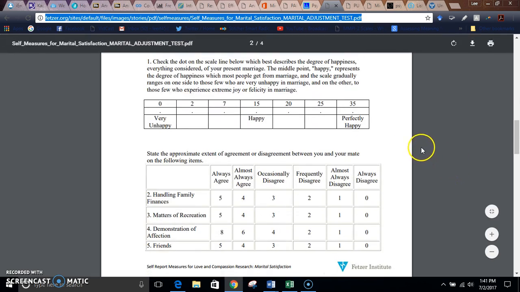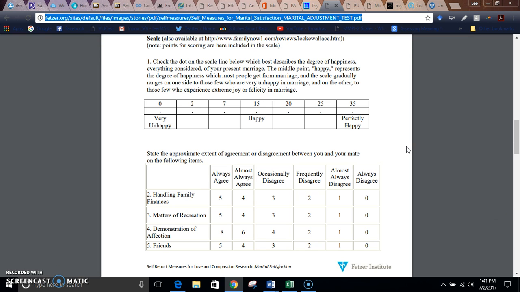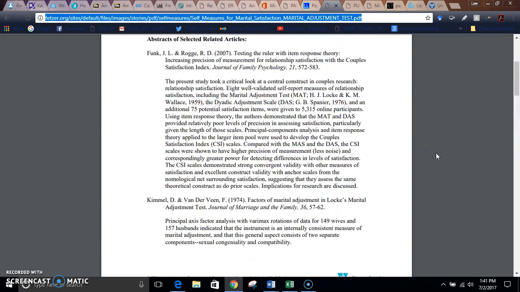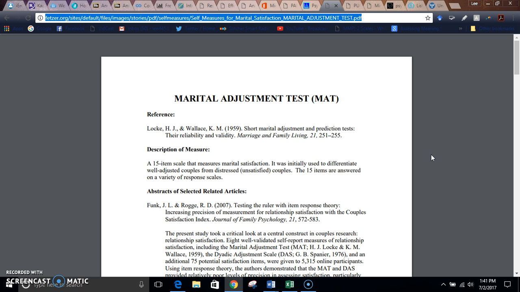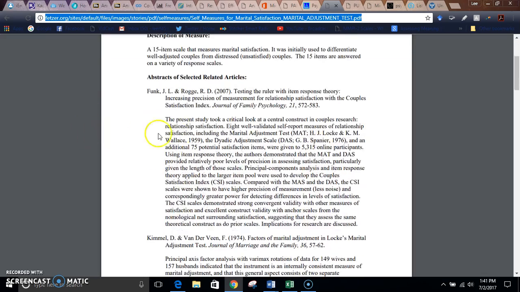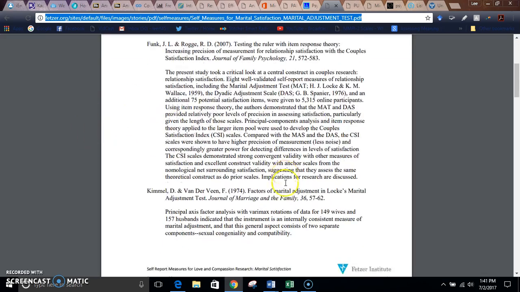Here's an assessment right here. And we're going to talk about this one a lot, mainly because I know this one really, really well. This is the Locke-Wallace Marital Adjustment Test. I use it in my research, so I know it pretty much backwards and forwards. The reason why I use it, and you're going to use this website called Fetzer.org a lot, is that they actually provide a copy of the assessments for you. They also come with research on the assessment.